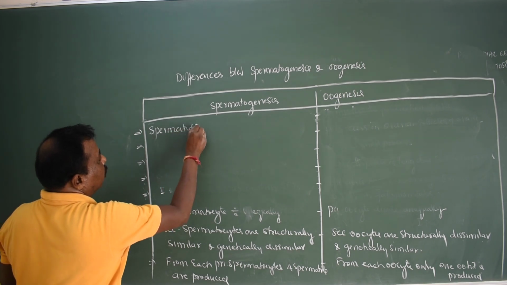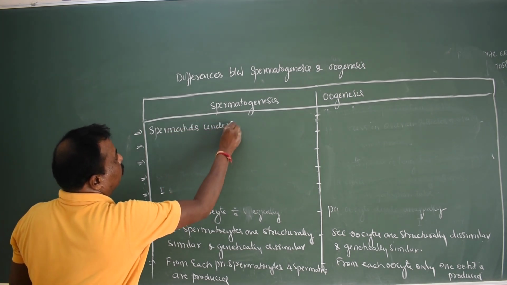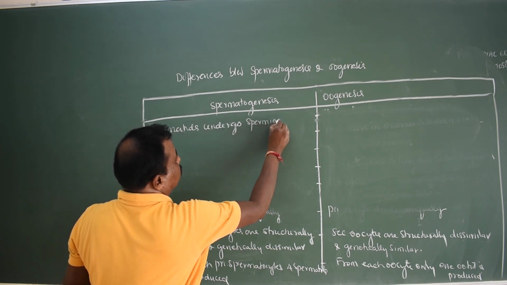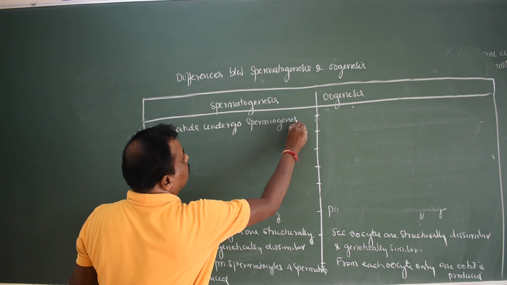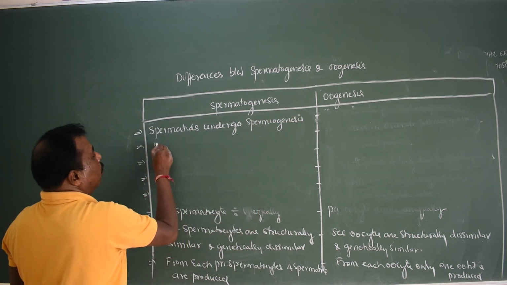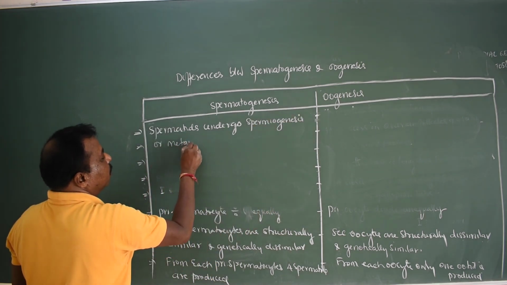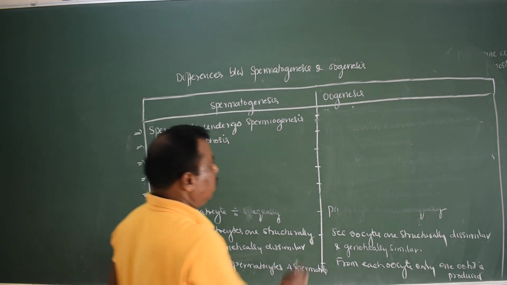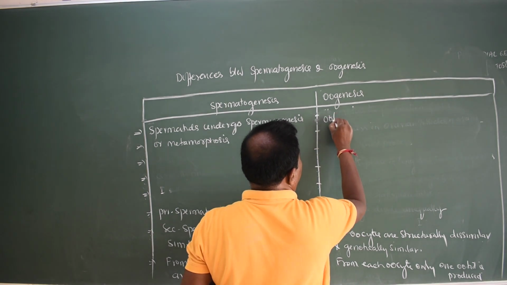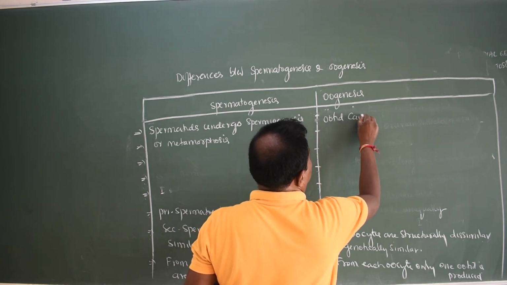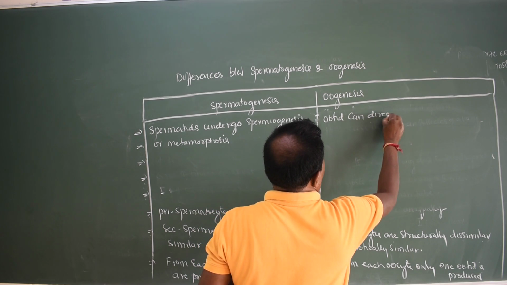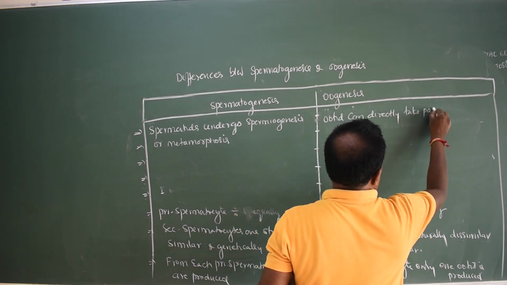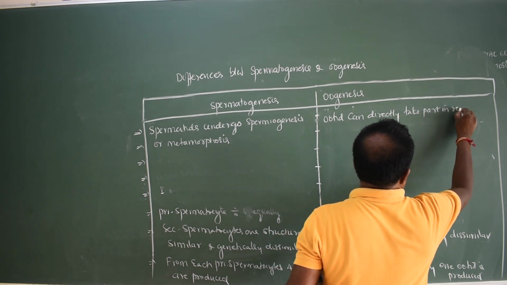Spermatids undergo spermiogenesis or metamorphosis, and here the ootid can directly take part in reproduction.